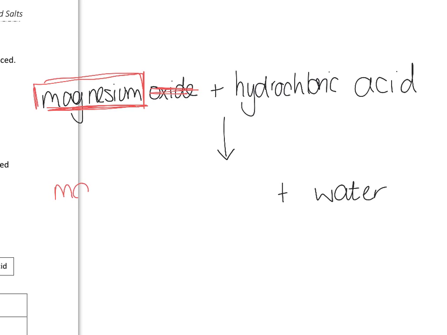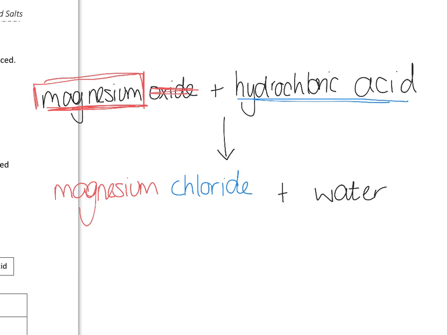So the first part of the name is magnesium. So again, I'm just getting it from the metal. I'm ignoring the oxide or the hydroxide. Second part of the name, as before, comes from the acid, and we've got the same endings. The hydrochloric acid changes its ending to chloride. So we've got magnesium chloride plus water.